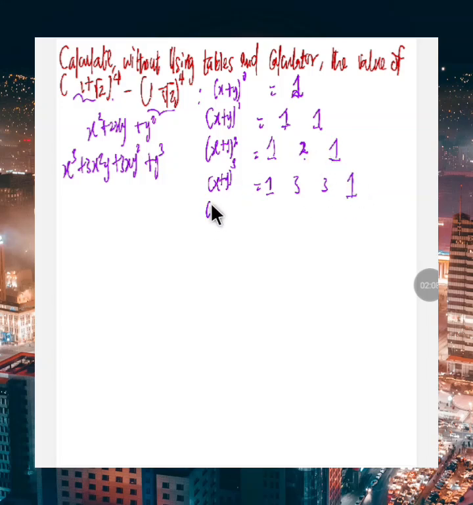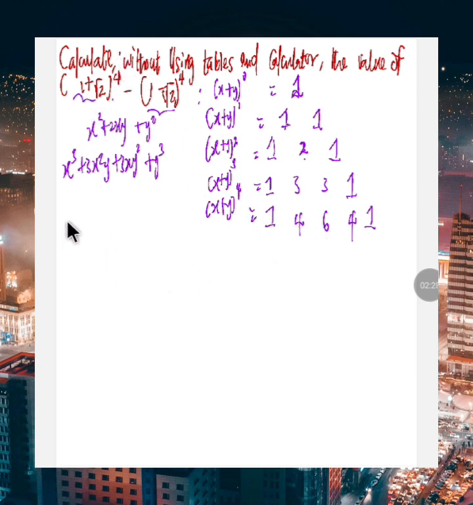Then if you have (x plus y) to the fourth power, this will give us 1, 1 plus 3 is 4, 3 plus 3 is 6, 3 plus 1 is 4, then you have your 1. This is your Pascal triangle. So we are going to stop there, because the question given to us is raised to the power of 4.